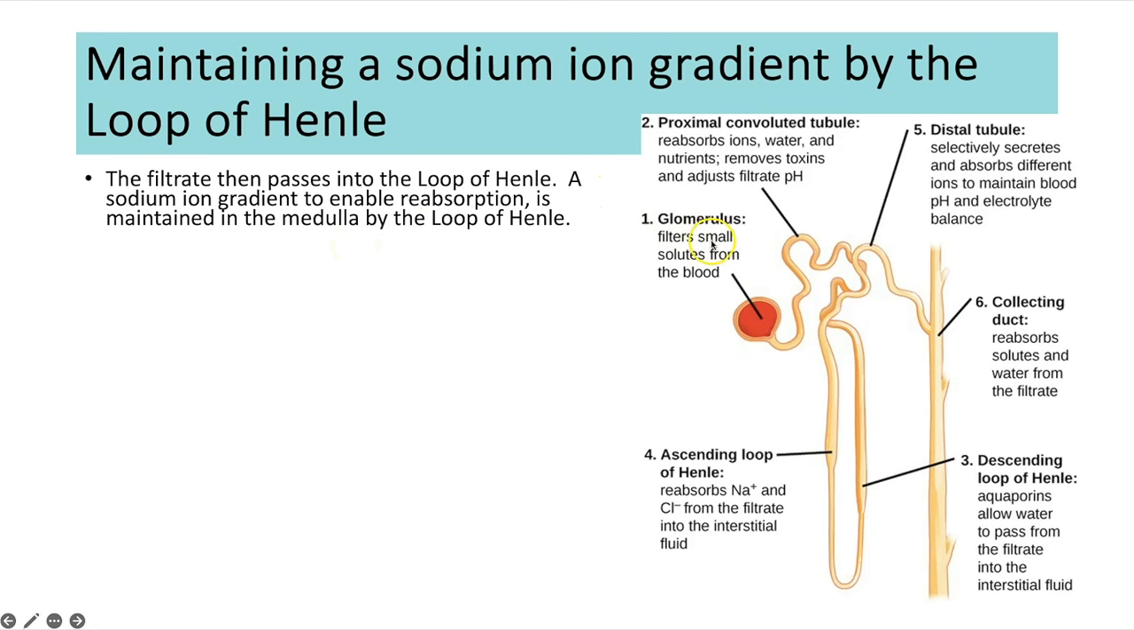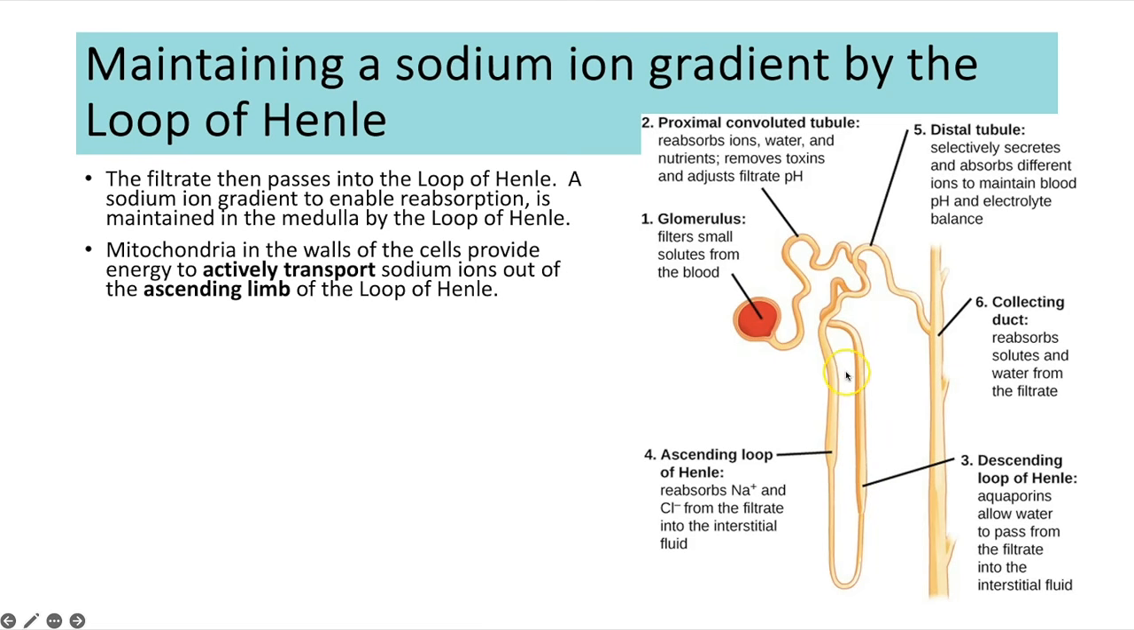And as the filtrate moves down the descending limb, this is where you're going to have water being reabsorbed. But that's only possible because of what happens in the ascending limb. So let's have a look at what happens in the ascending limb. You have lots of mitochondria in the walls of the cells lining the ascending limb. And that is so that they can provide ATP for energy to actively transport ions that are in the filtrate as it moves up the ascending limb.